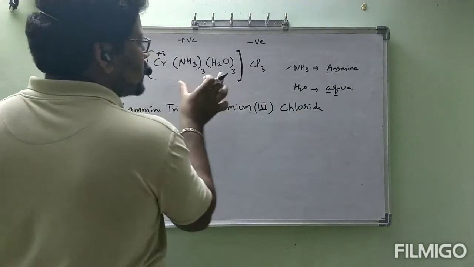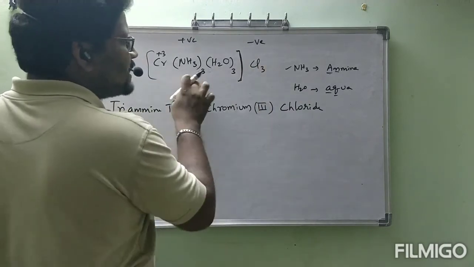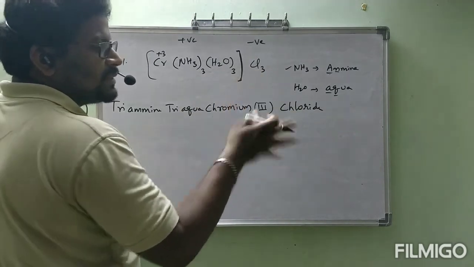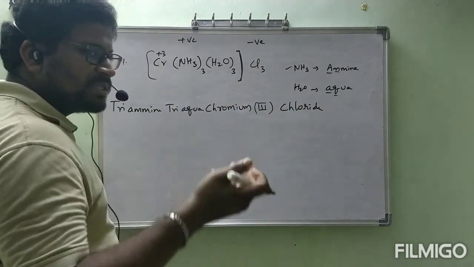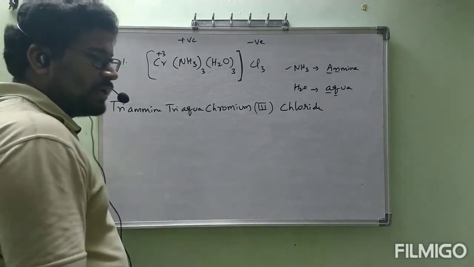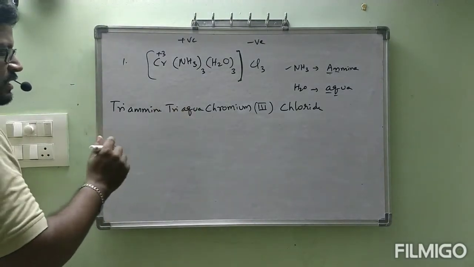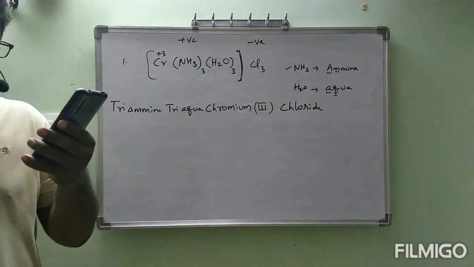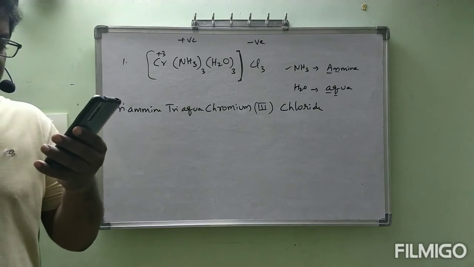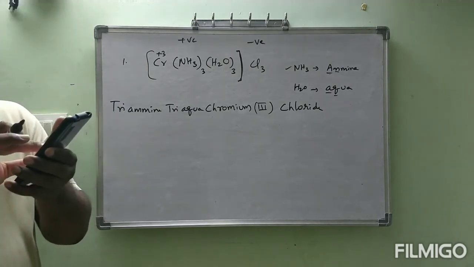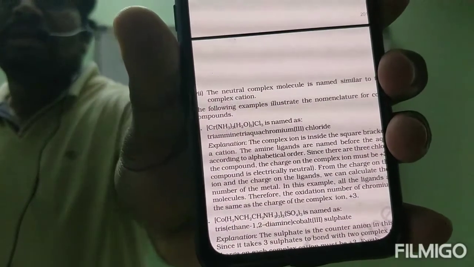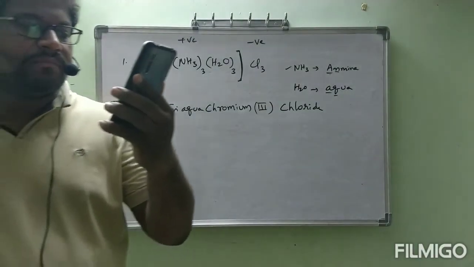Like sodium chloride, NaCl, and AlCl3, aluminum chloride. If the counter ion is present as Cl, it is chloride. F means fluoride, SO4 means sulfate. Same names. So this is the name for this complex. In the textbook they gave triamine, triaqua, chromium 3 chloride.